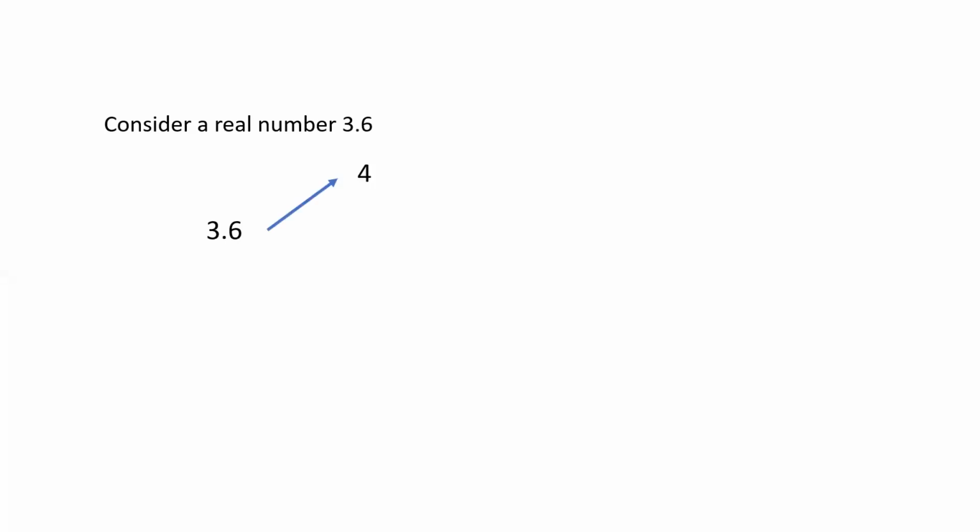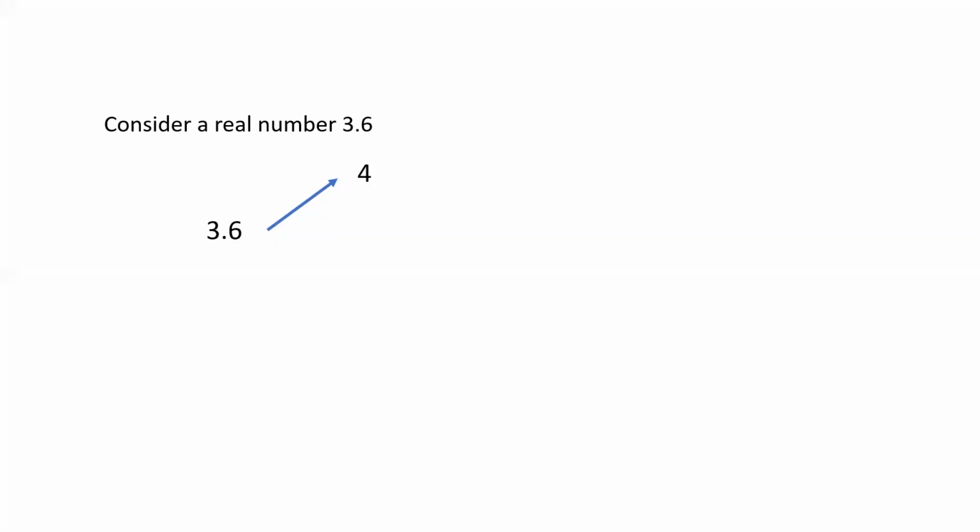4 is the integer which is greater than 3.6, and 3 is the integer which is lesser than 3.6, right? Now floor and ceiling are nothing but rounding off to an integer. A real number will be rounded off to an integer, but the definition is a little confusing, that's all. When we round off to a higher integer, it is the ceiling, and when we round off to a lower integer, it is the floor.